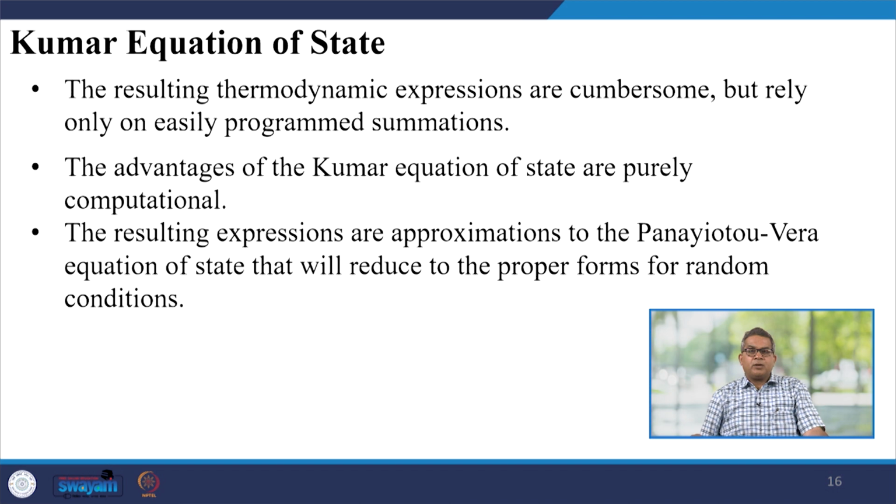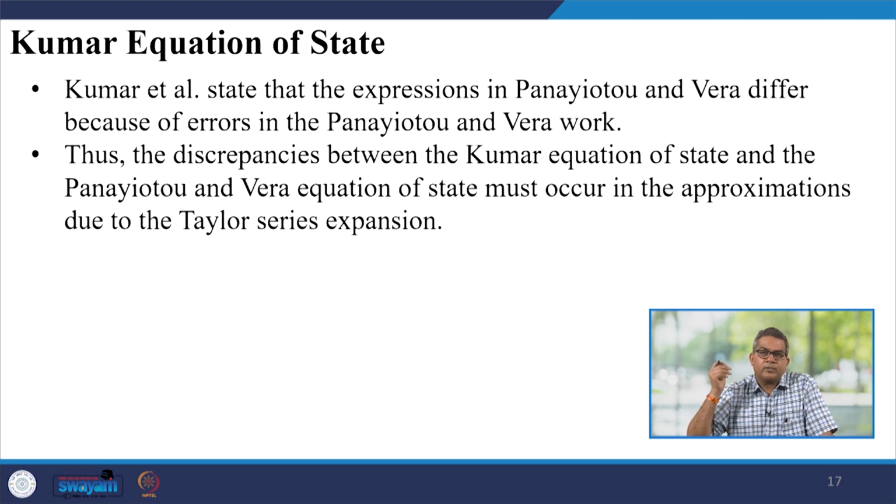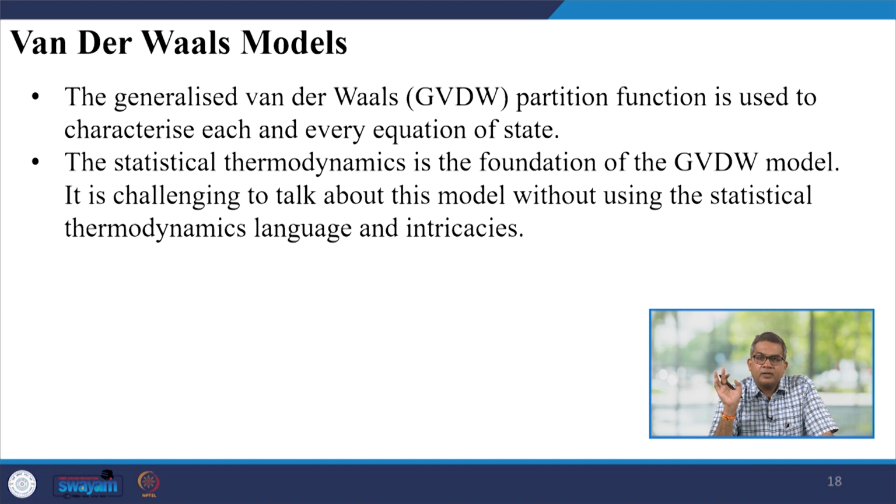So, the advantages of the Kumar equation of state are that they are purely computational, and the resulting expressions are an approximation of the Vera equation of state, and that will reduce to the proper form for a random equation. Kumar stated that the expressions of Vera differ because of errors in their work. Now, thus the discrepancy between the Kumar equation of state and the Vera equation of state must occur in the approximation due to the Taylor series. Let us talk about the van der Waals models.